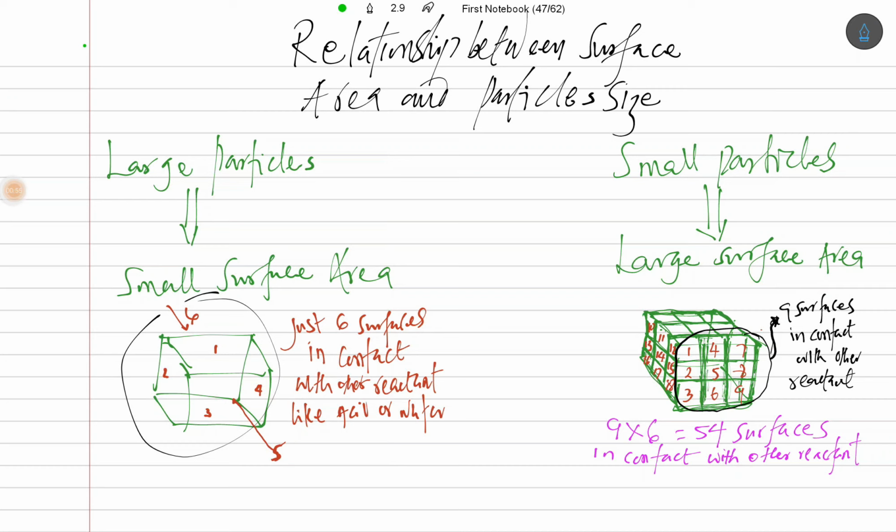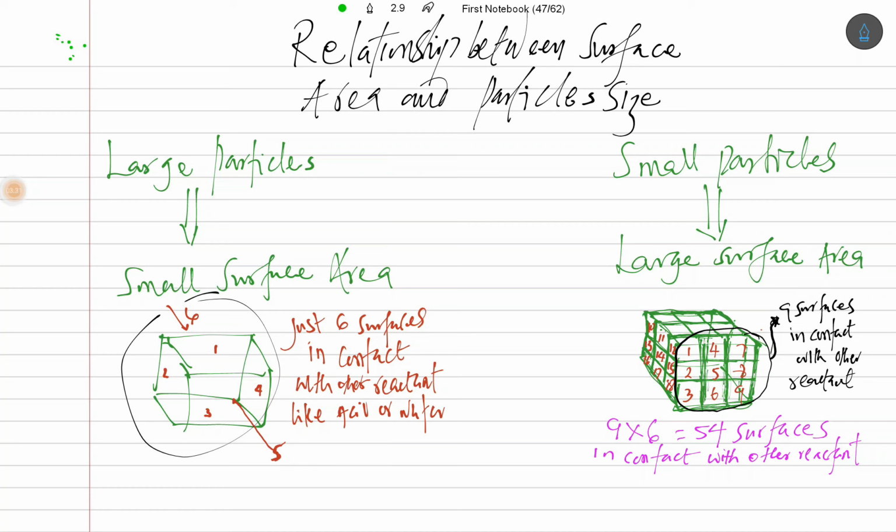Large particles equal small surface area, while small particles equal large surface area. Just like the cube here, the cube has 6 surfaces in contact with other reactants like acid or water. The second cube has small particles because the cube was cut into 9 different pieces, and so this has increased the surface area.